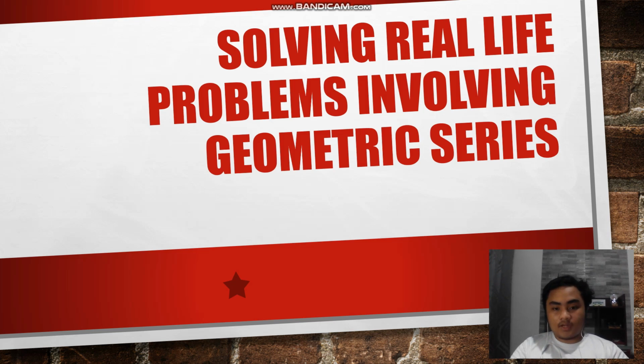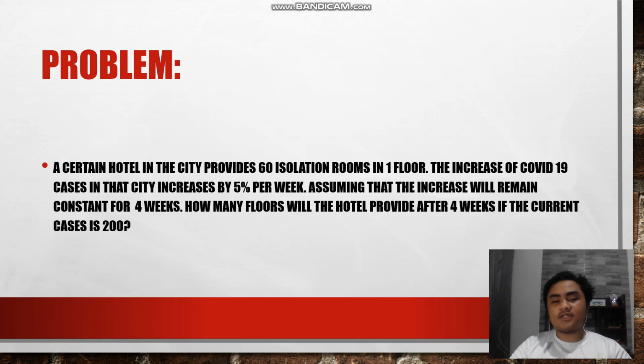So, let's start. Let's take for example, we have this problem. A certain hotel in the city provides 60 isolation rooms in one floor. The increase of COVID-19 cases in that city increases by 5% per week. Assuming that the increase will remain constant for 4 weeks, how many floors will the hotel provide after 4 weeks if the current cases is 200?